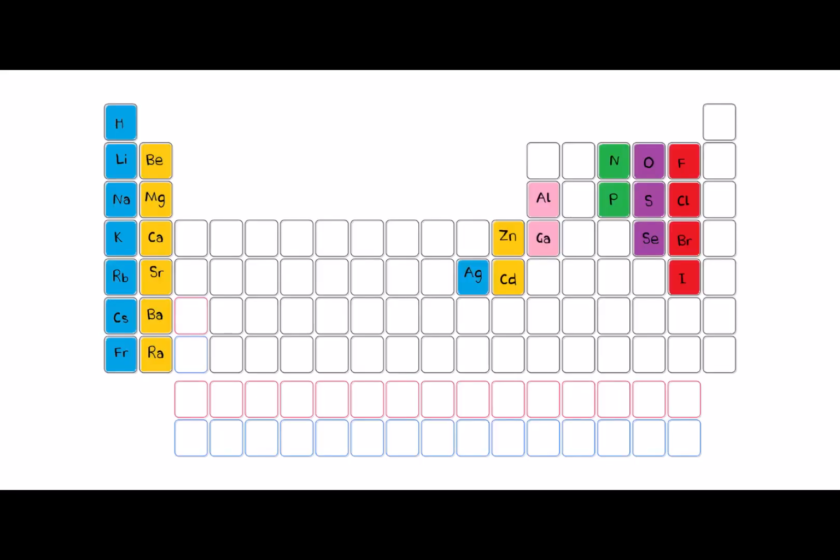This table shows ions that form only one type of ion. Thinking back to the pattern previously discussed, pause the video here and try to guess what the charges of these ions will be.